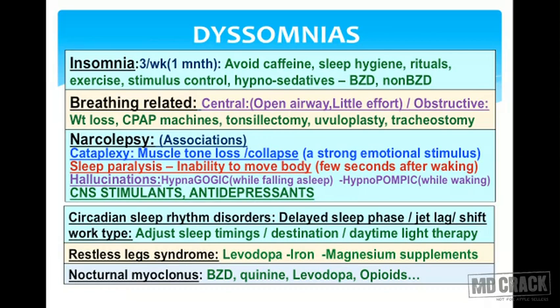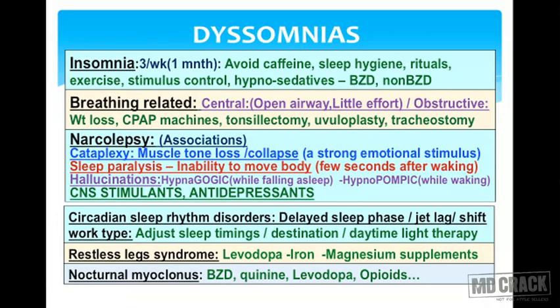The next association with narcolepsy is hallucinations. And these hallucinations are of two types. Number one, the patient gets hallucinations while falling asleep, or the patient gets hallucinations while waking up. If the patient gets hallucinations while falling asleep, it is called hypnagogic type of hallucinations. If the hallucinations are present while waking up, it's called hypnopompic type of hallucinations. The management of narcolepsy obviously involves central nervous system stimulant drugs as well as treatment with antidepressant medications.